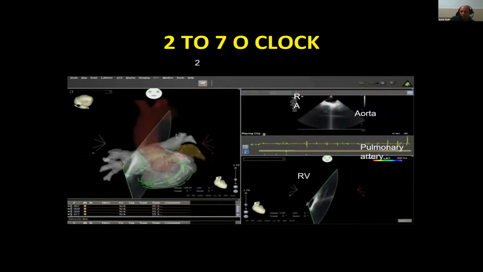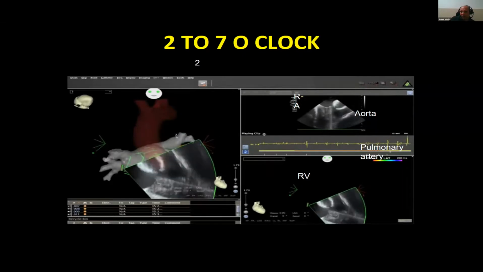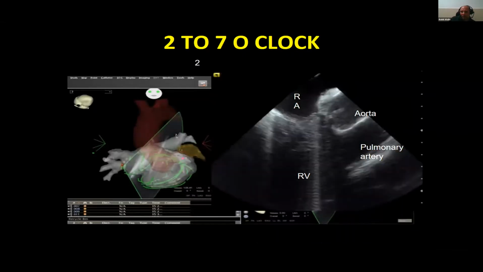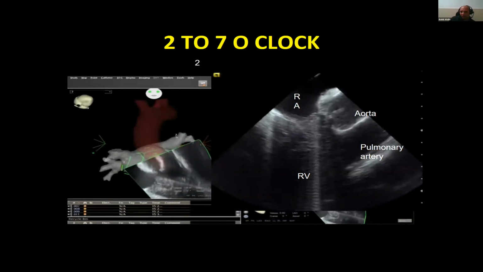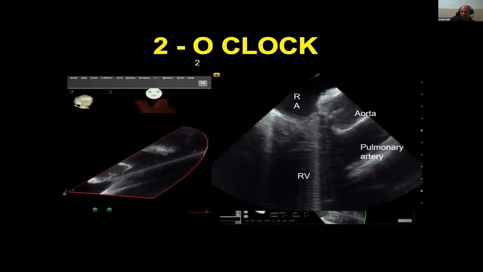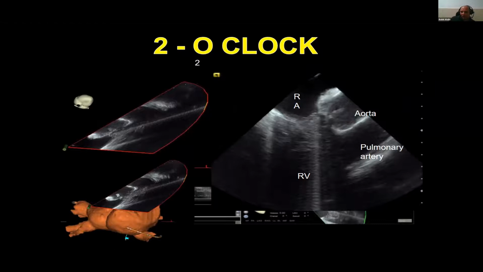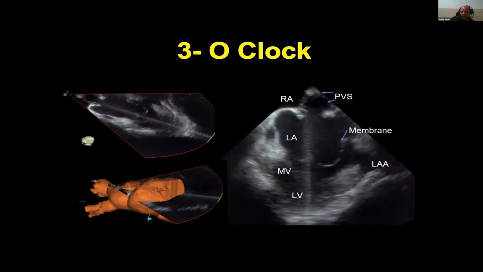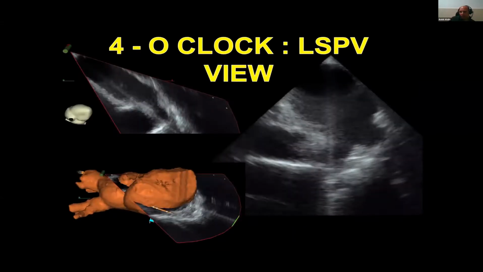When you go from 2 to 7 o'clock, you will see the various structures, which I have labeled for you. This is aorta, pulmonary artery, RA, RV at 2 o'clock. Then as you go further, at 3 o'clock, these are the structures. You see the membrane dividing the left atrium. The pulmonary veins are above the membrane and the appendage is below the membrane.